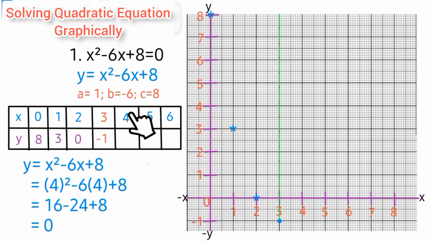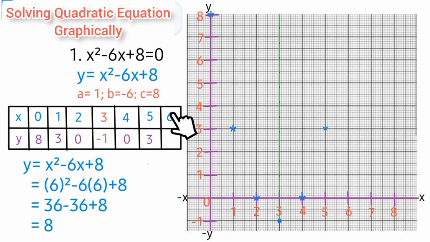When x is 4, y will be equal to 4 squared minus 6 times 4 plus 8. 4 squared gives 16, minus 6 times 4 gives minus 24, plus 8. 16 minus 24 plus 8 gives 0. So when x is 4, y value is 0. When x is 5, y value will be equal to 5 squared minus 6 times 5 plus 8. An addition of all this gives 3. So when x is 5, y value is 3.